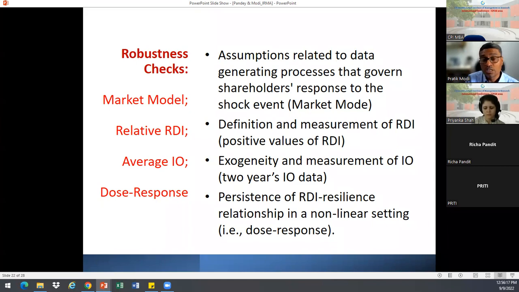And then I used a dose response function to see the persistence of the resilience impact at various levels of R&D. That means certain companies invest a very small amount in R&D. Certain companies spend a huge amount on R&D. So running separate regressions for those with high and those with low, in all the cases, the resilience persists. Now, this is a robustness check. That means I am trying to argue in how many different ways my relationship could be an artifact of method.